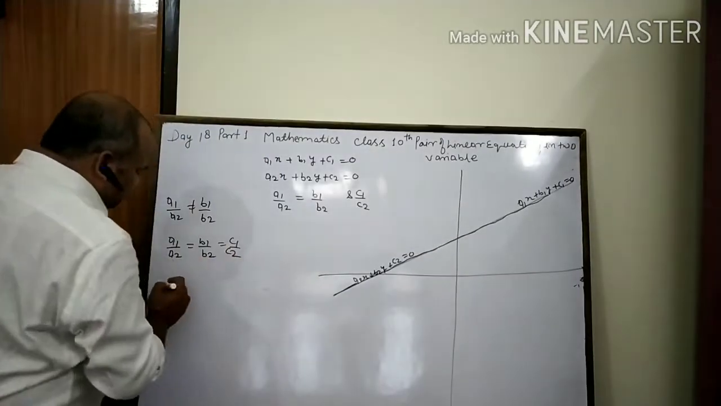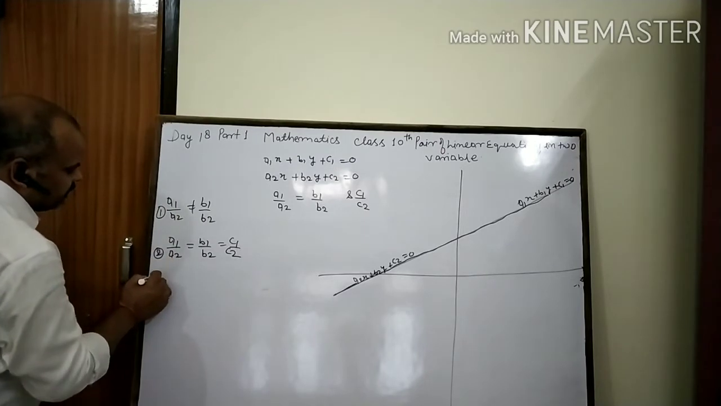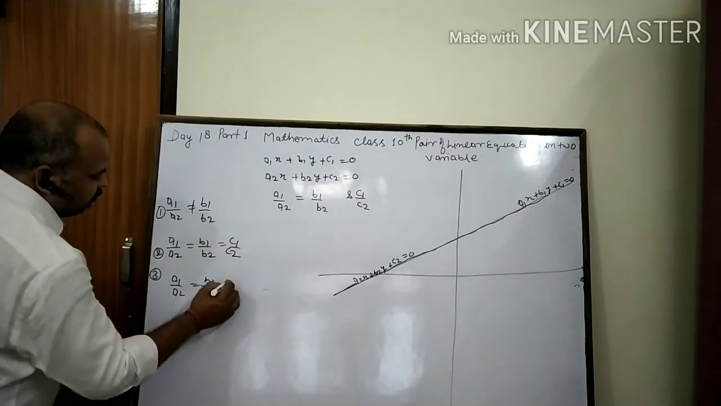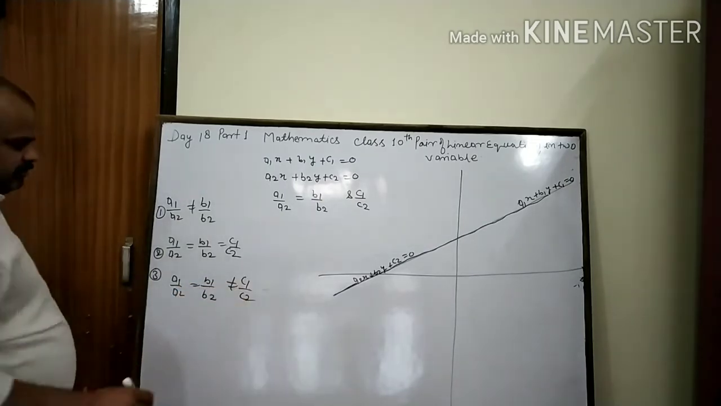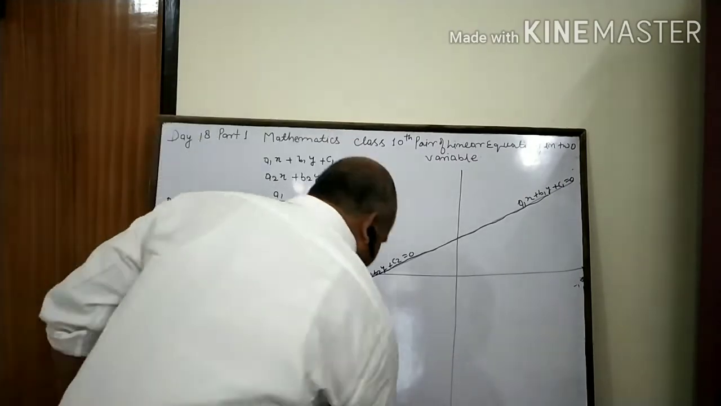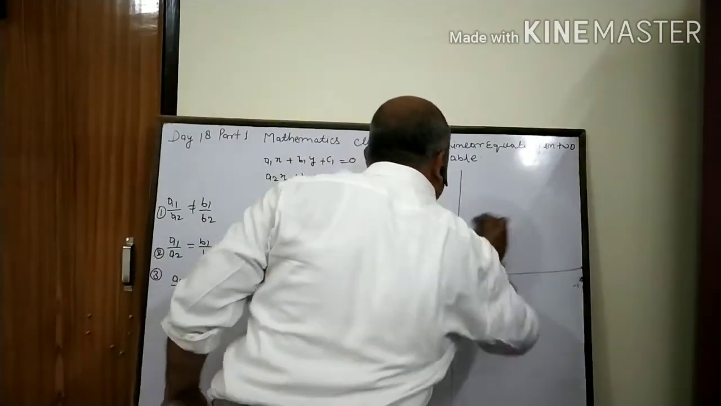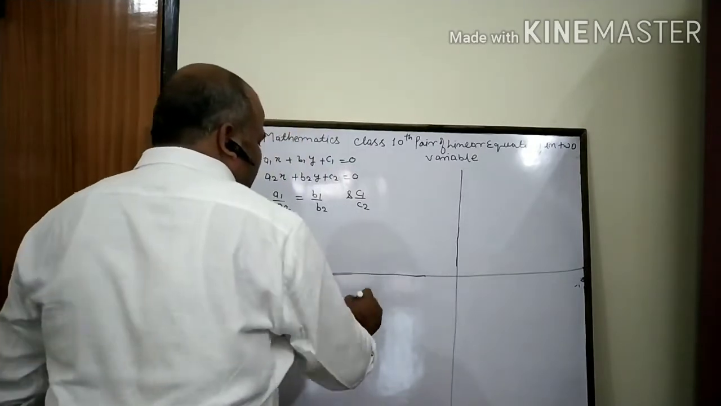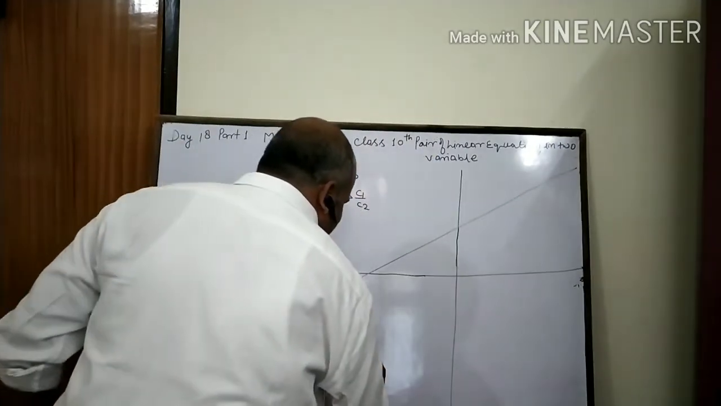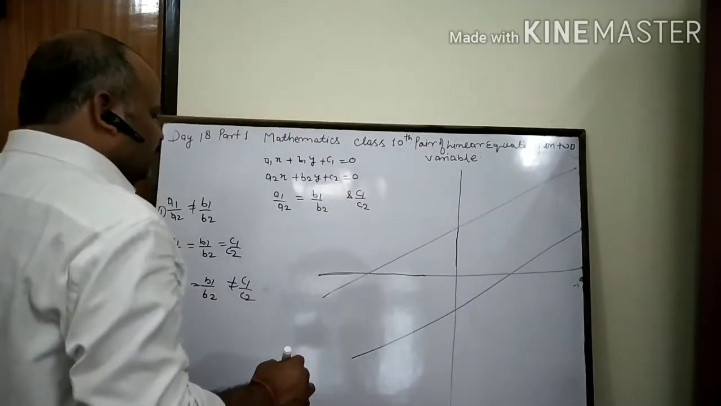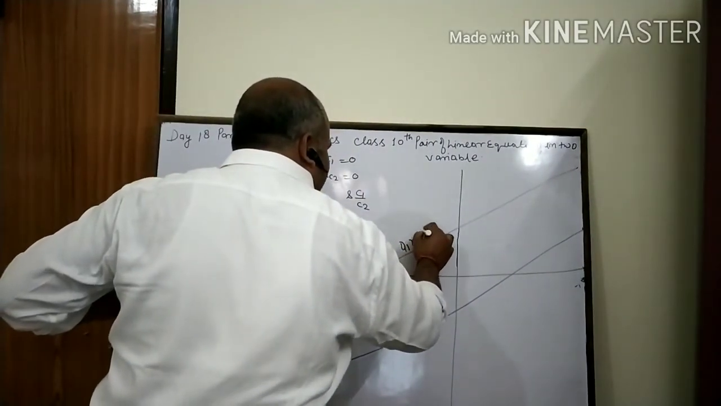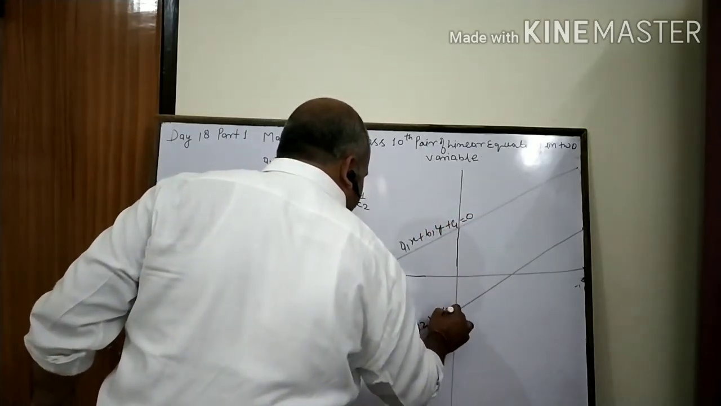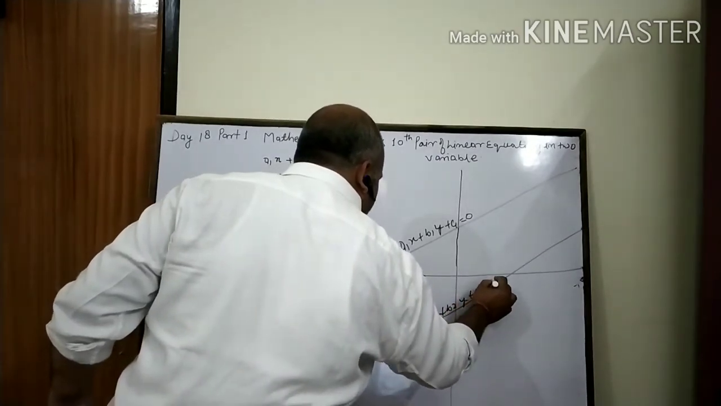Suppose the third condition is satisfied, it means a1 upon a2 is equal to b1 upon b2 is not equal to c1 upon c2. That means the lines do not intersect. It means the lines are parallel. This is the graph of the first equation a1x plus b1y plus c1 is equal to 0, and this is a2x plus b2y plus c2 is equal to 0.